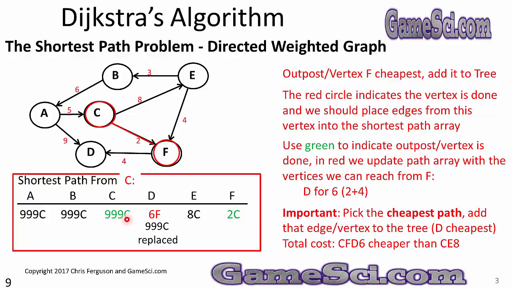Notice that C is green. That was our starting point. There's no need to move back to C. F has been added to the tree. It's in green. There's no reason to move back to F. In red, we update the path array with the vertices we can reach from F.